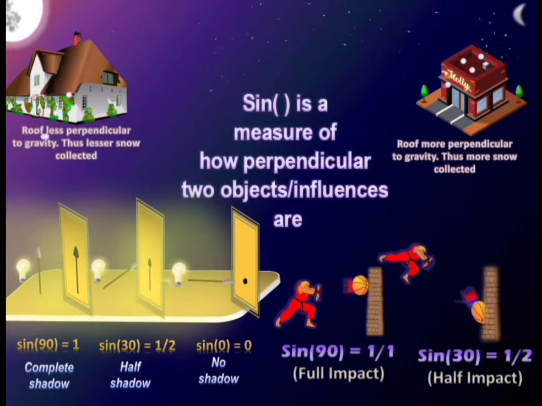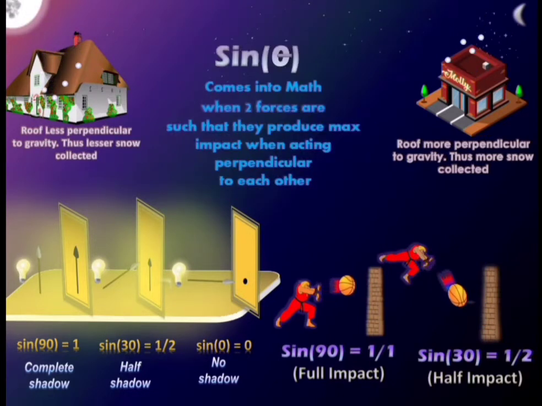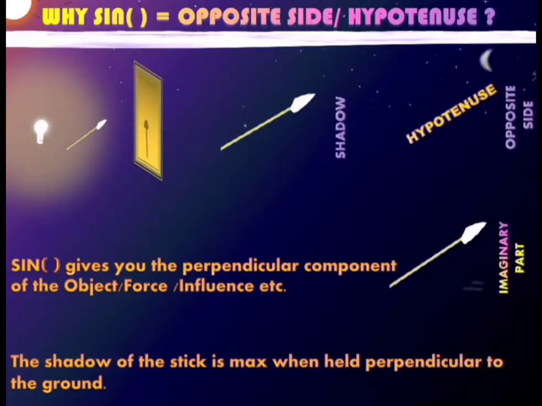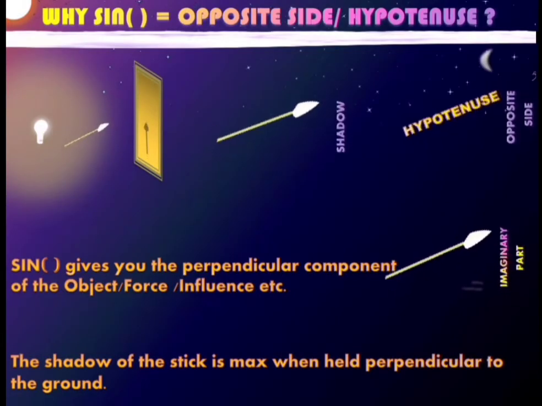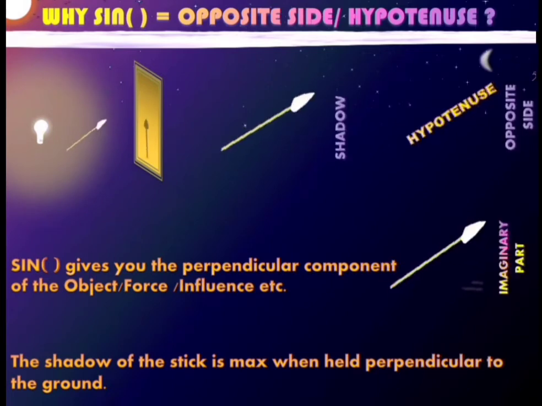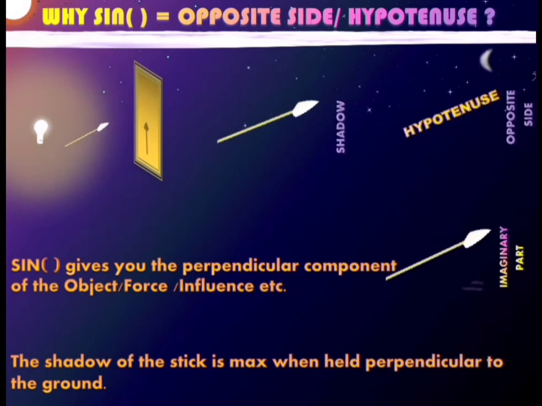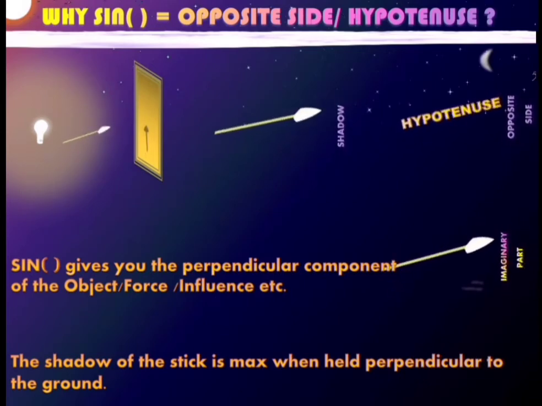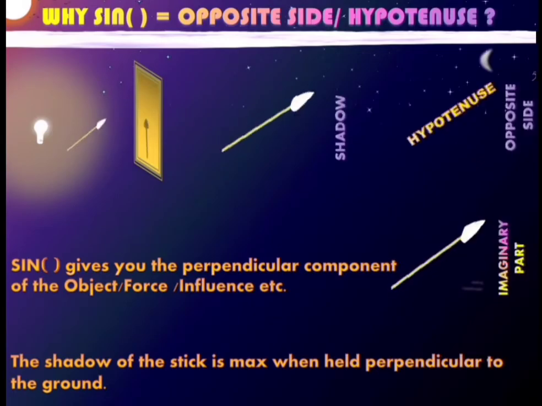What if sine theta can be visualized as a measure of how perpendicular two forces or influences are? In other words, sine theta comes into math whenever two forces are such that they produce maximum impact when acting perpendicular to each other. What if you can visualize the actual reason of why sine theta equals opposite side upon hypotenuse with the help of an animated example as you are seeing on a screen?